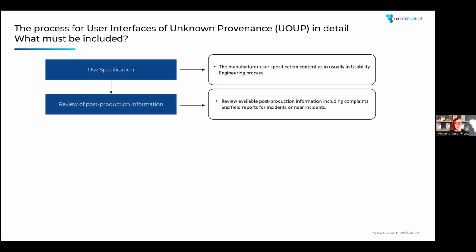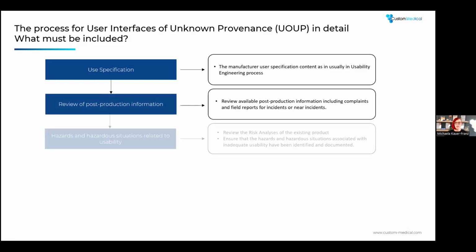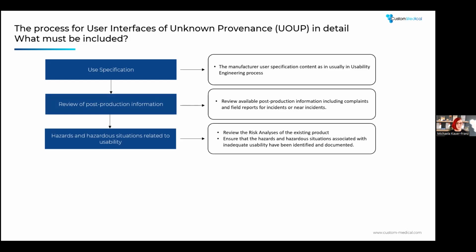You have to do the post-production information review, everything available there, all the field reports, incidents, near incidents. You still have to write down hazards and hazardous situations related to the usability. Therefore, you have to review the risk analysis of the existing product. And you have to make sure that by the time you've done the risk analysis, you even considered all the risks that are related to the usability of the product. If they're not, you have to document them afterwards to ensure that everything is included in there.